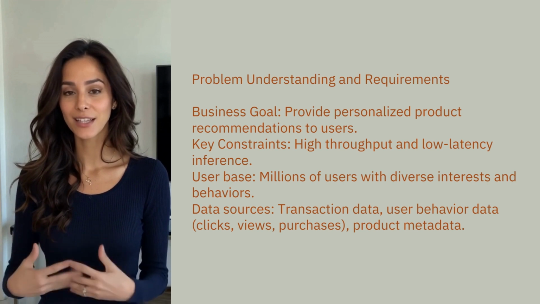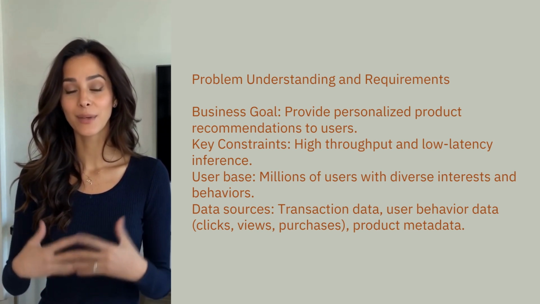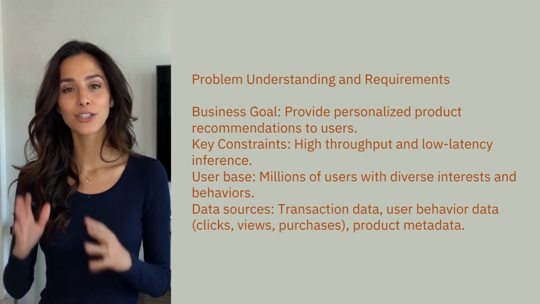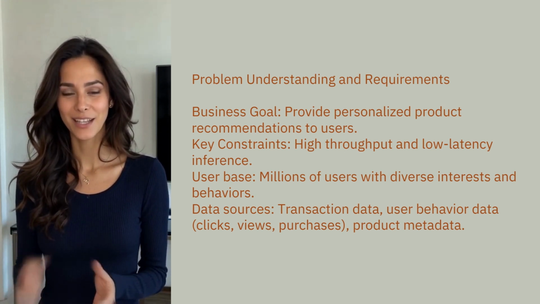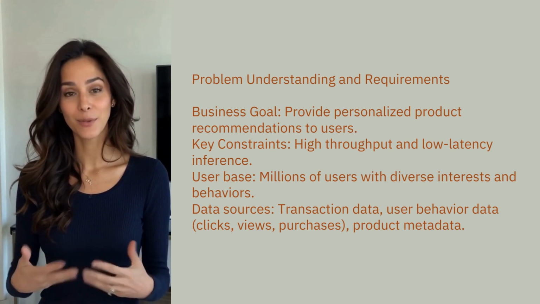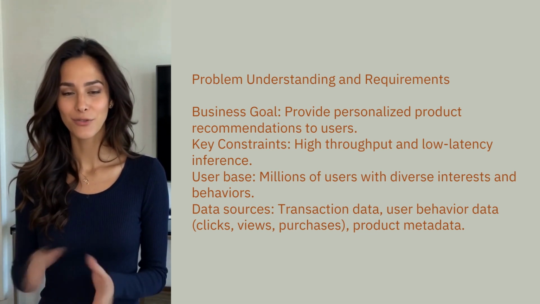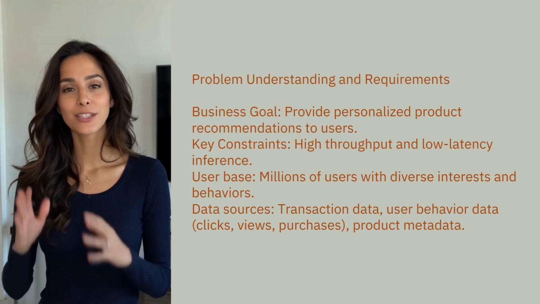The recommendation engine will rely on transaction data, such as past purchases, user behavior data, clicks, searches, or views, and product metadata: categories, prices, descriptions. These data sources must be processed and integrated effectively to build a highly accurate and scalable recommendation system that serves diverse user needs and product preferences.